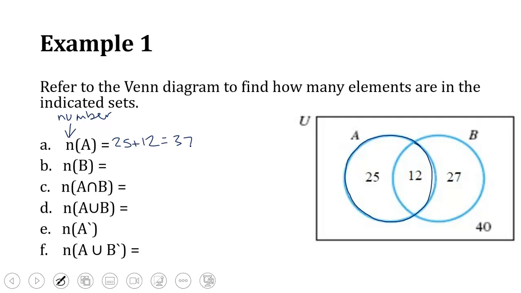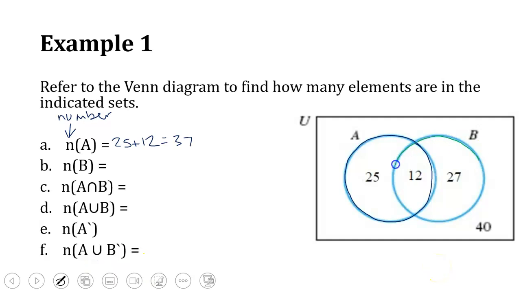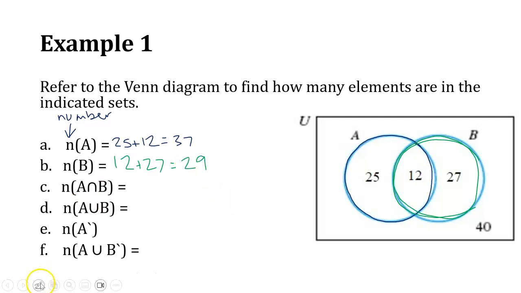And then looking at the next problem, what is in set B? Set B is this entire circle. So I have the 12 plus the 27, and that is 39. That answer is 39.